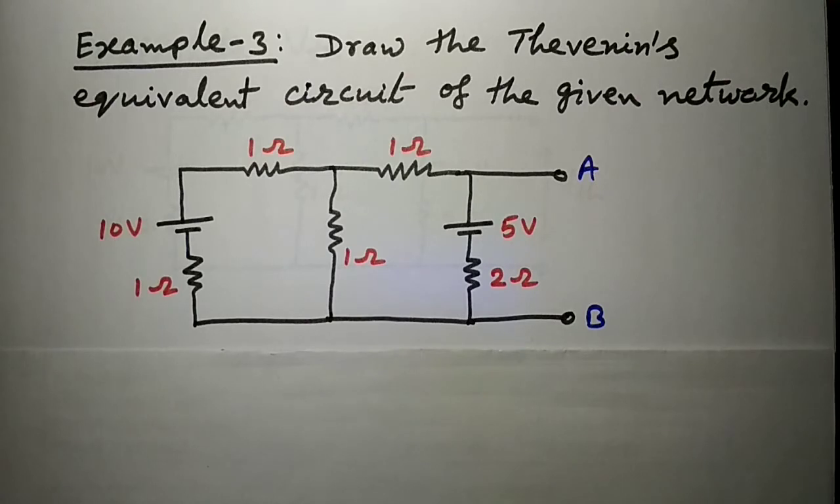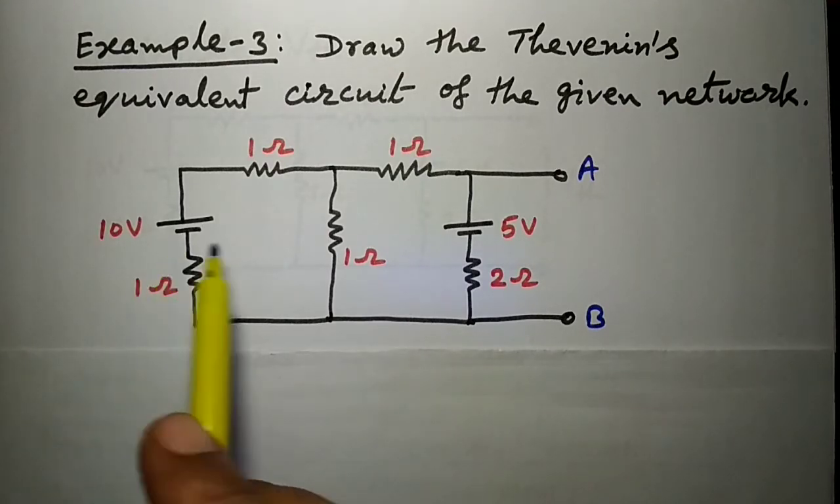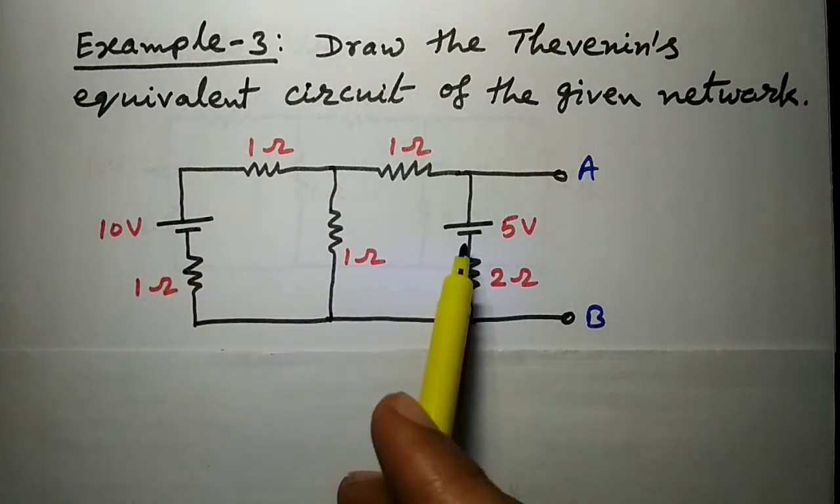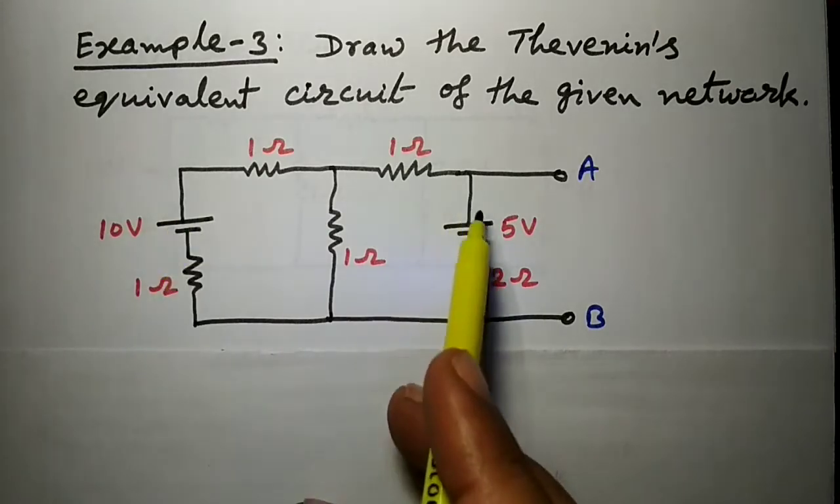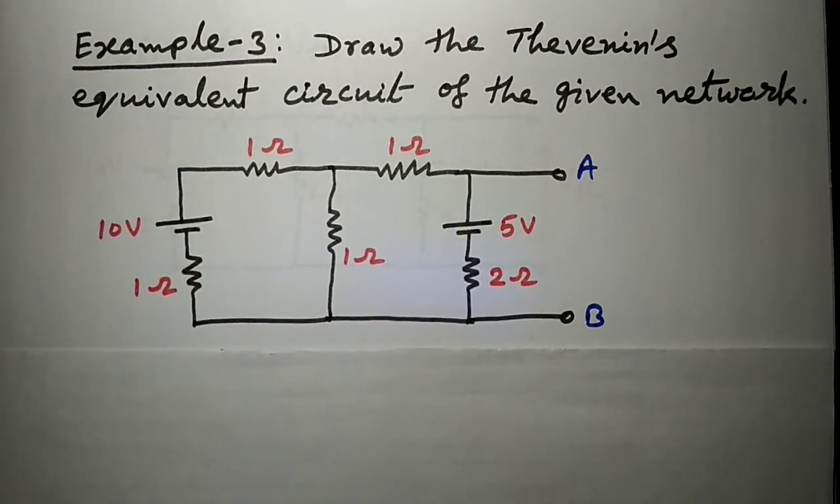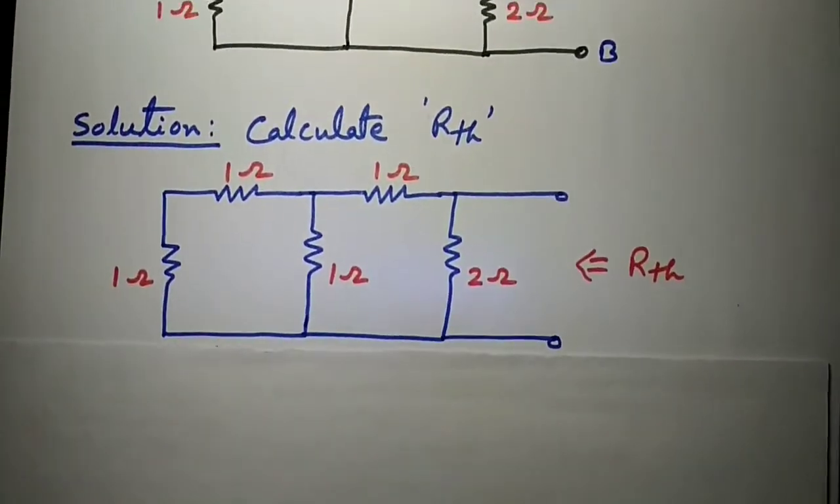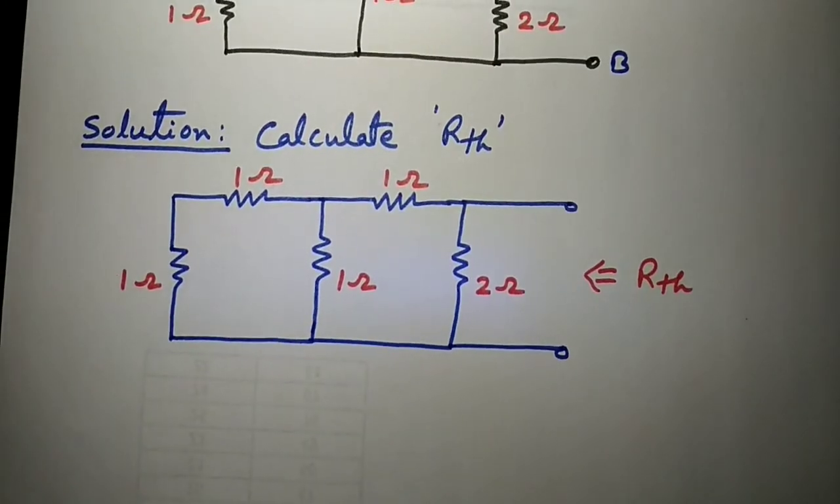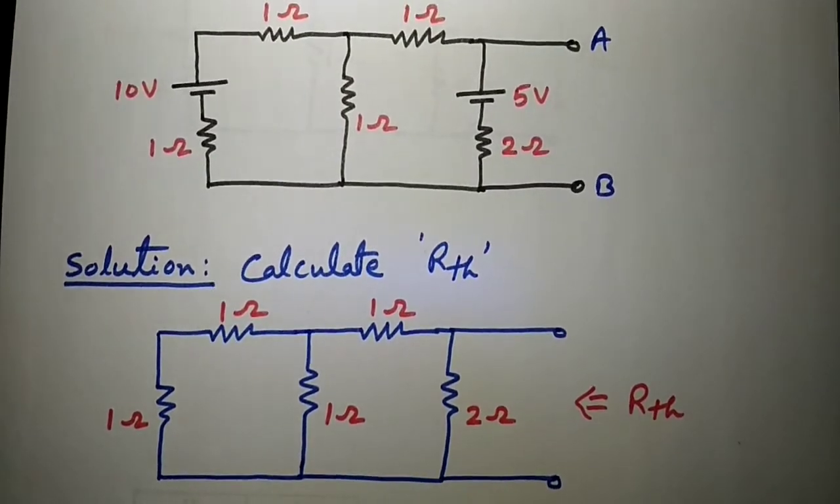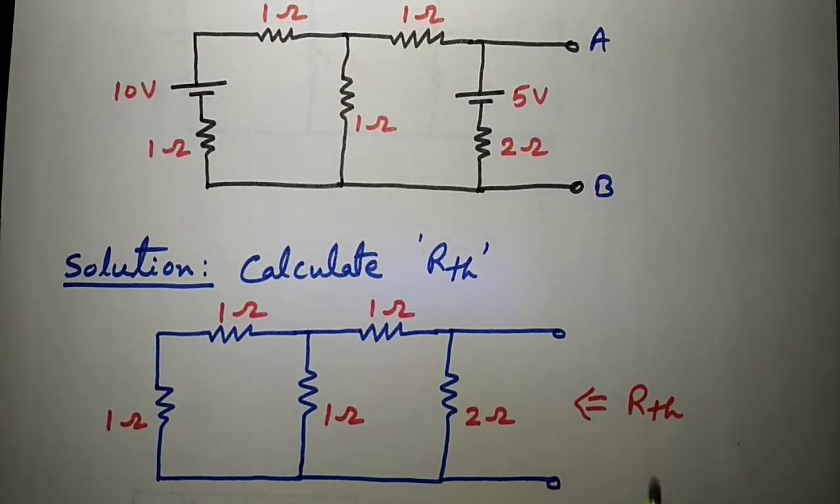So first of all, we will calculate the value of RTH, and for calculation of RTH, first of all we will remove the voltage sources. We will replace the voltage sources by their internal resistance, means this terminal will be short circuited. So for calculation of RTH, it is the circuit. We will calculate across A and B.